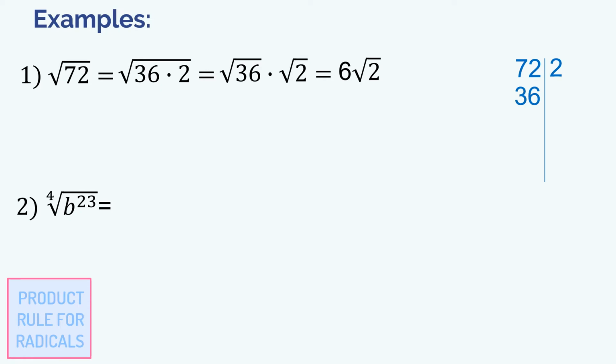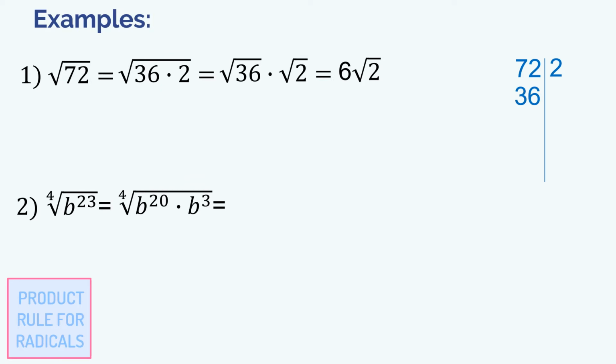23 divided by 4 is not exact, but there must be a value close to 23 that is divisible by 4. So I need to find the closest value to 23 that is divisible by 4. If you think a little bit, that number is 20. So 20 is divisible by 4, and the answer will be 5. So what I can do here is express b to the 23rd power as the product of two numbers: b to the 20th and b to the third power. So this is equal to the fourth root of b to the 20 times b to the third power.